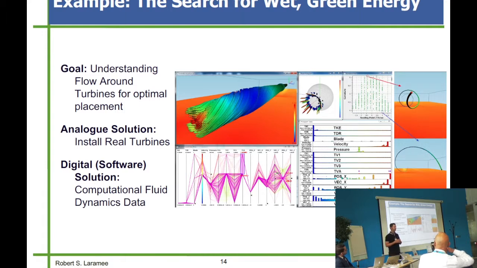And they're trying to answer questions, for example, like how far apart do the marine turbines need to be in order to not interact with each other? And how far downstream does one turbine need to be from another before it can draw the maximum kinetic energy from the flow? Because every turbine is going to convert kinetic energy from the flow, and it will affect other turbines and the flow downstream from itself. So the goal was to understand the flow around the turbines for optimal placements.